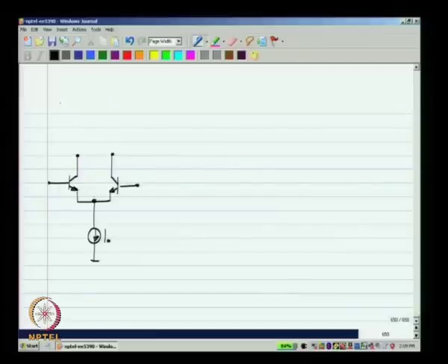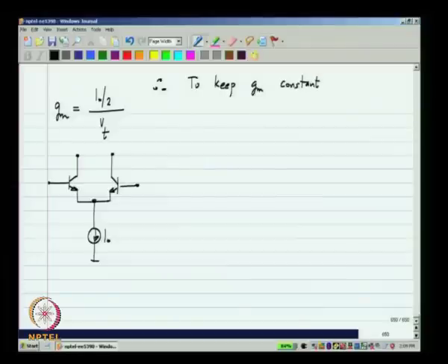Now, Gm of each of these transistors is the collector current divided by the thermal voltage. Therefore, to keep Gm constant, I naught must be directly proportional to the absolute temperature. This thermal voltage is kT by q, which is proportional to absolute temperature. So, if the bias current is also proportional to absolute temperature, the ratio will be independent of temperature.